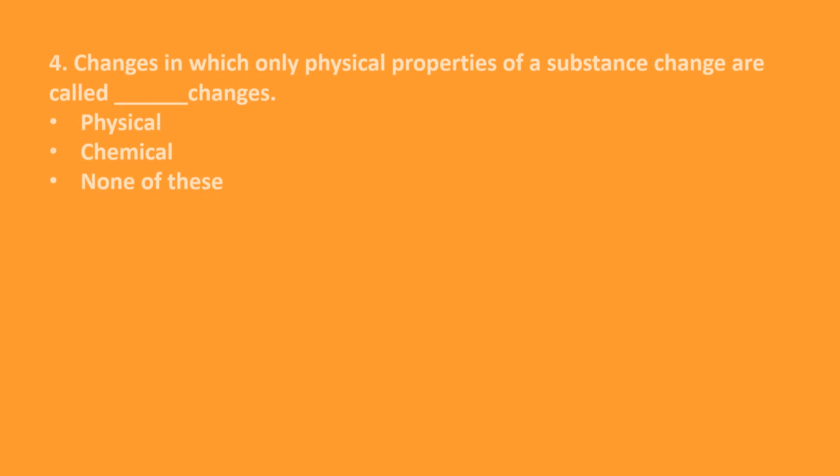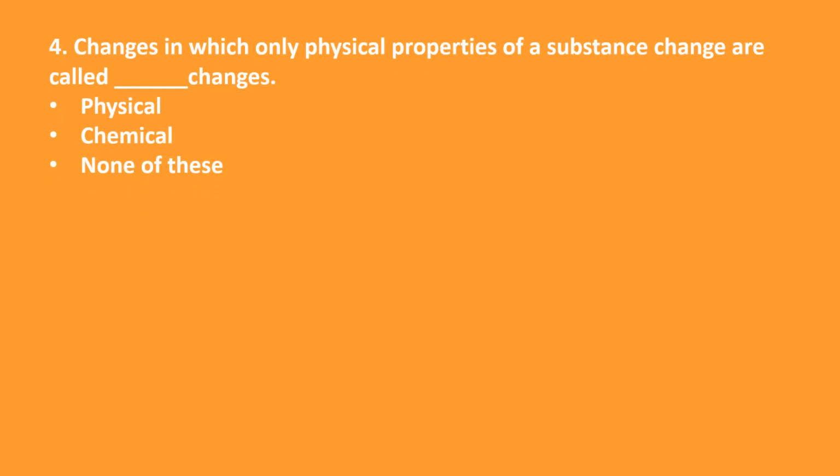Question number 4. Changes in which only the physical properties of a substance change are called dash change. Physical properties means size, shape, color of a substance. Physical, chemical or none of these. The correct answer here is physical change.